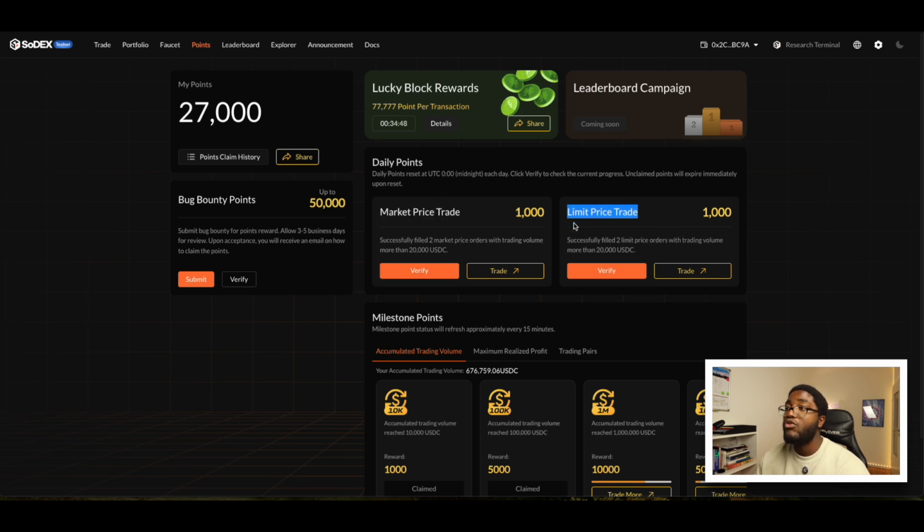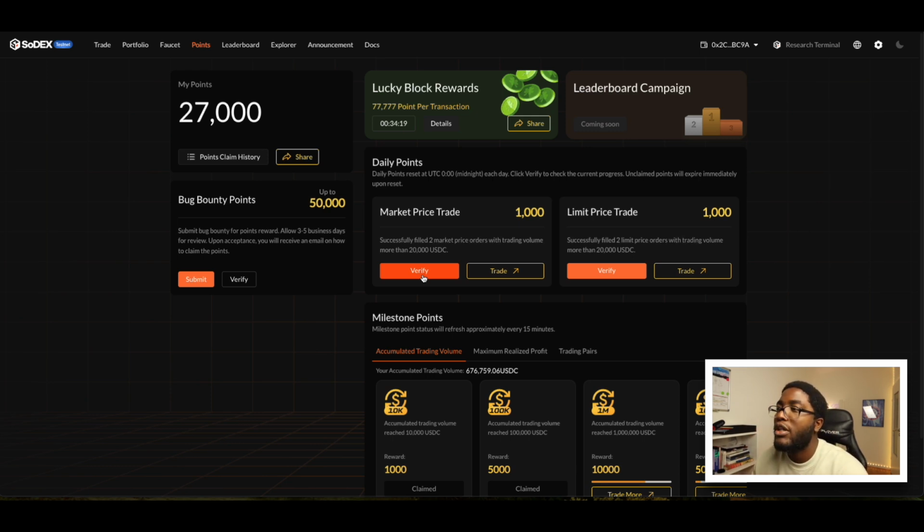So it's very important you make up to 20,000 USDT in market price trade and also 20,000 USDT in limit price trade every day to earn this 1,000 points to your total amount of points. It is very important because, for example, if you're just starting and you have only 10,000, you can do it many times in a day. It just needs to be accumulated to 20,000. You need to do it many times.